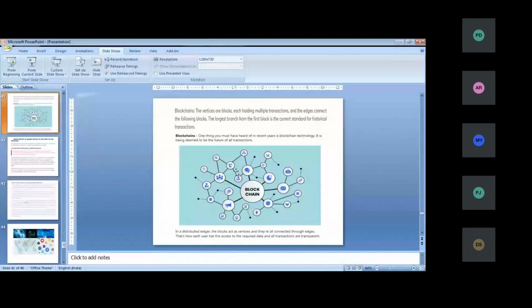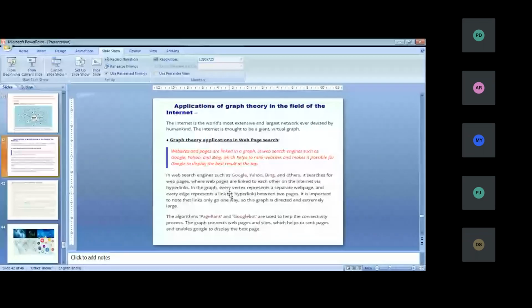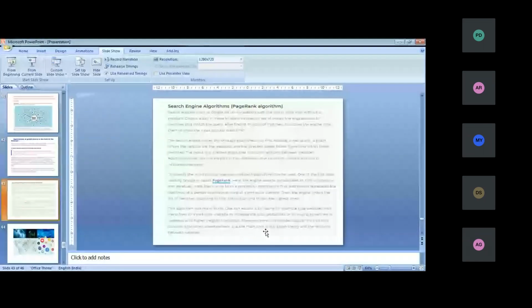Next is the application of graph theory in the field of the internet. We are all connected by the internet, and it is a virtual graph. Search engines like Google, Yahoo, and Bing are also applications of graph theory, where web pages are linked to each other on the internet via hyperlinks. So we have web pages linked by hyperlinks. This is also the vertex and edge concept. In the graph, every vertex represents a separate web page and every edge represents a hyperlink between two pages. The algorithm we use for moving from one page to another is the PageRank algorithm, the Google algorithm. This is the PageRank algorithm.